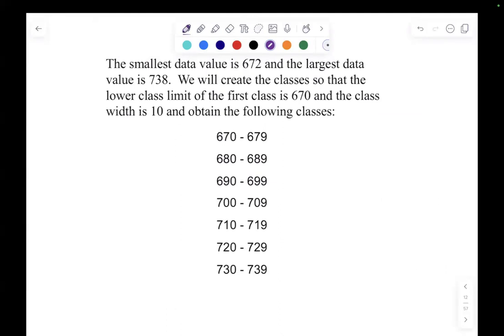Okay. So I wanted a size 10. I wanted my class width to be 10. No good reason. I just like 10. We just pick a number that we like.